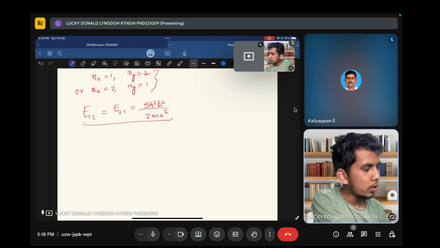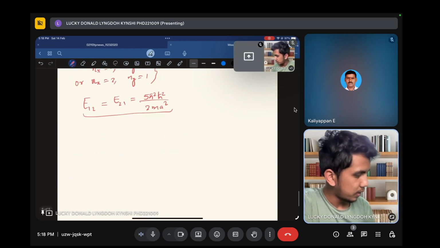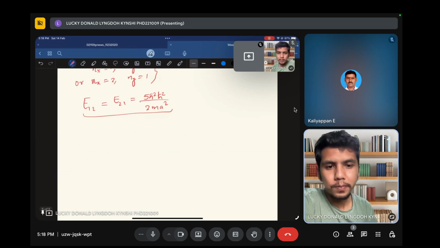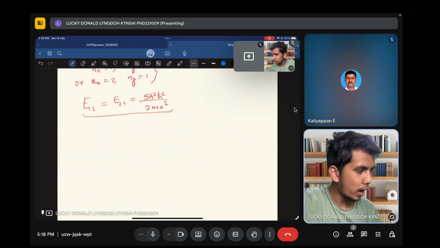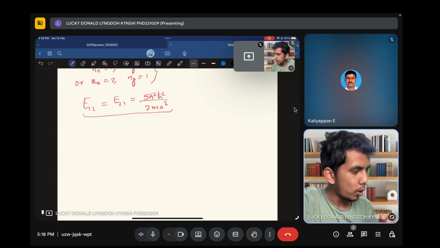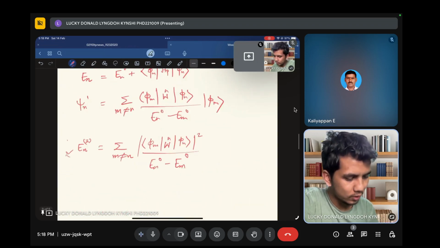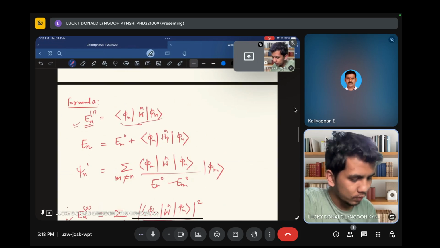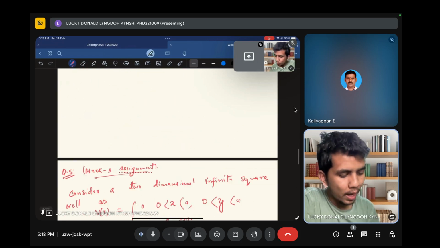Now, the question is we have to solve the energy corrections. As I've just told you, in order to solve the energy correction, we have to use this formula. The first-order correction En1 is this formula, En2 is again this formula, and then we will add in the energy terms.